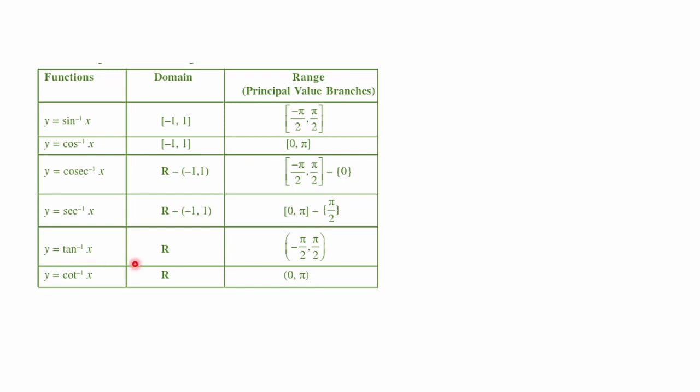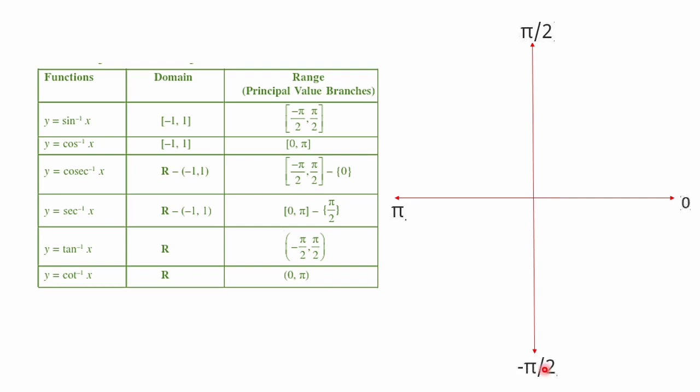For tan inverse x, domain is R and range is open interval minus pi by 2, pi by 2. For cot inverse x, domain is R, range is open interval 0, pi. In the previous class, we discussed a trick for recalling this range. For that, we draw the x-axis and y-axis, and we mark 0, pi by 2, pi and minus pi by 2.